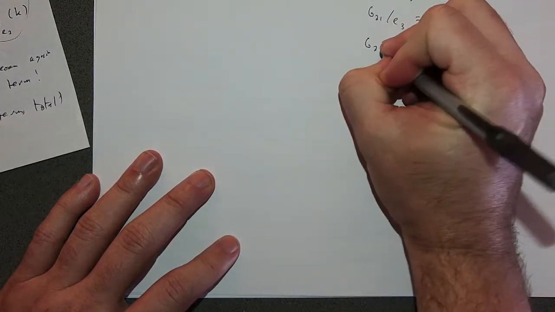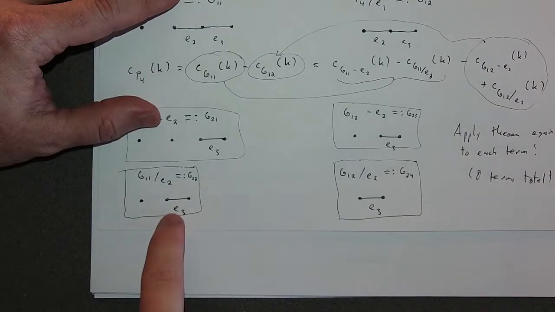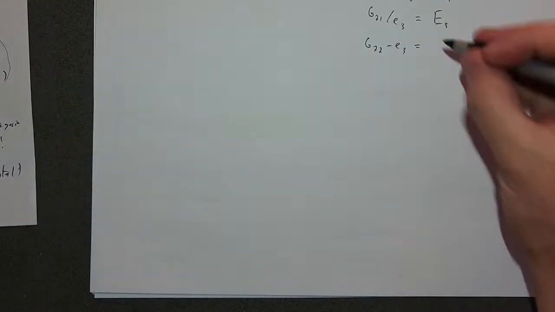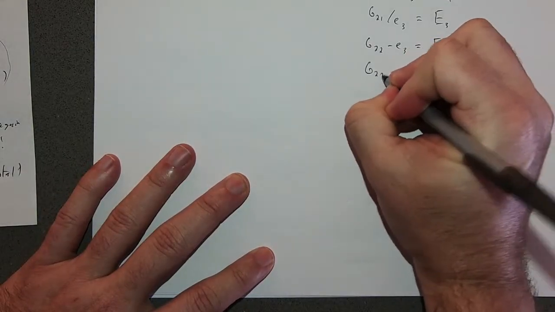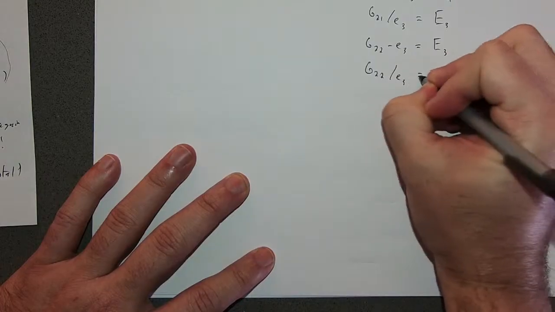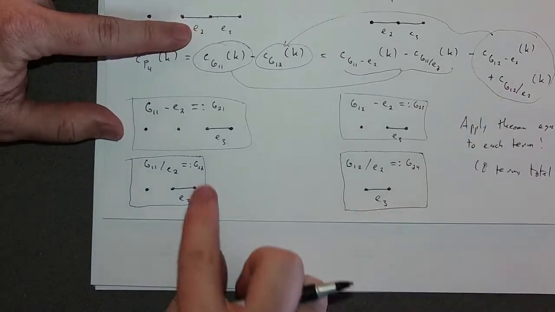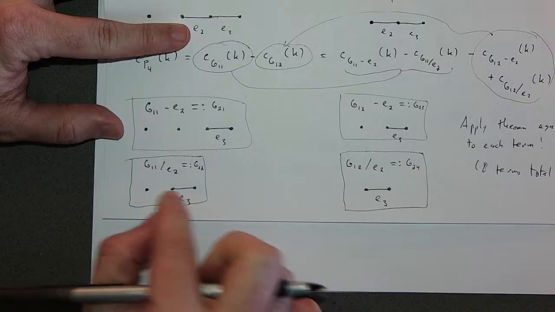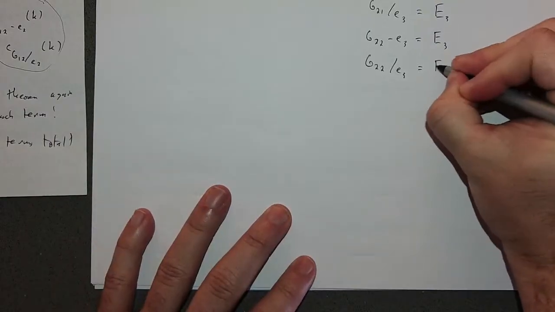Okay, what about G22 minus E3? G22 minus E3 leaves me with the empty graph on 3 vertices. What about G22 modded out by this edge E3, collapsing the edge E3? Here's G22. If I collapse this edge, that's deleting E3, identifying the end vertices. It leaves me with two disconnected vertices, the empty graph on two vertices.